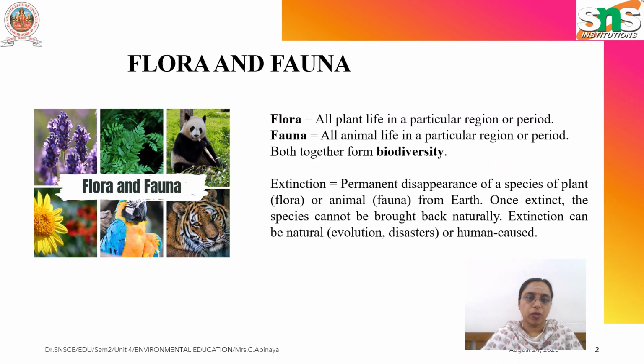Flora and fauna. Flora refers to all plant life and fauna refers to all animal life. Together these two make up the biodiversity. But unfortunately, many species of plants and animals are disappearing forever. So this is what we call extinction. This is not just a scientific concern, it is a human concern, because when species vanish, the balance of nature breaks down and it directly affects our survival.